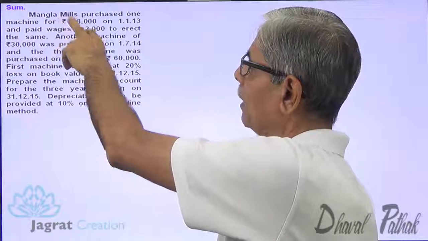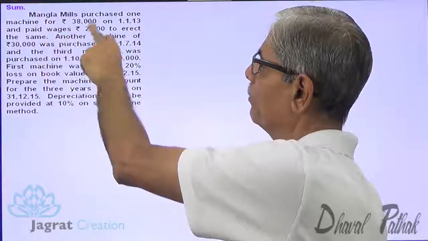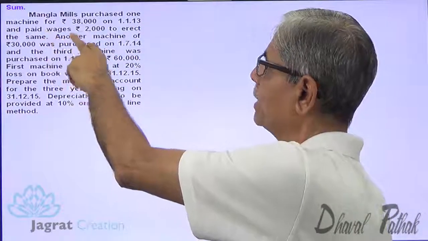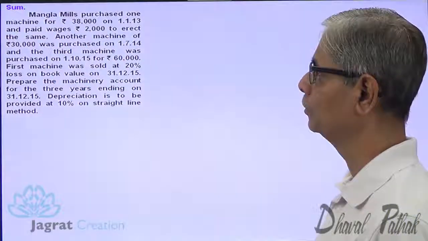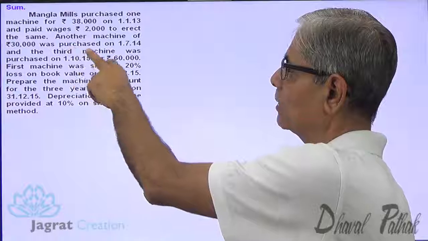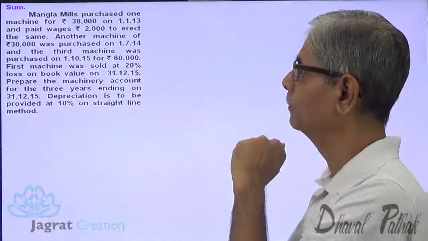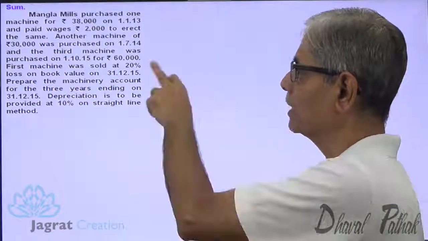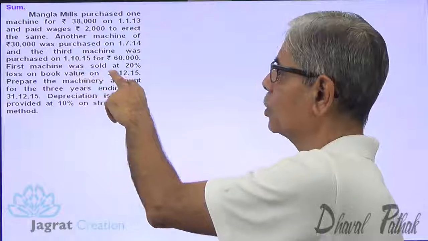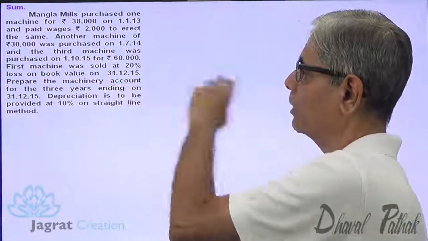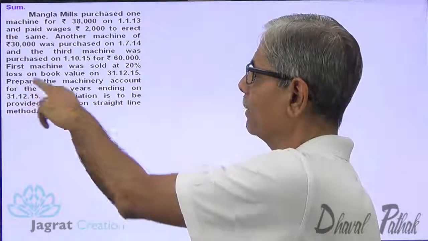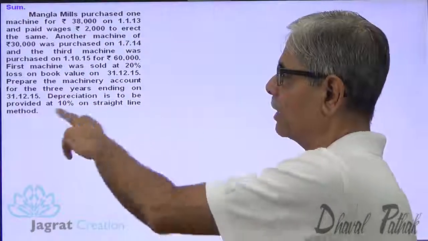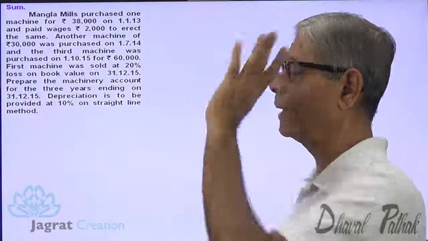Mangla Mills purchased one machine for 38,000 on 1/1/2013 and paid wages 2,000 to erect the same. Another machine of 30,000 was purchased on 1/7/2014. Third machine was purchased on 1/10/2015 for ₹60,000. First machine was sold at 20% loss on book value on 31st of December 2015. Prepare machinery account for 3 years ending on 31st of December 2015. Depreciation is to be provided at 10% on straight line method.